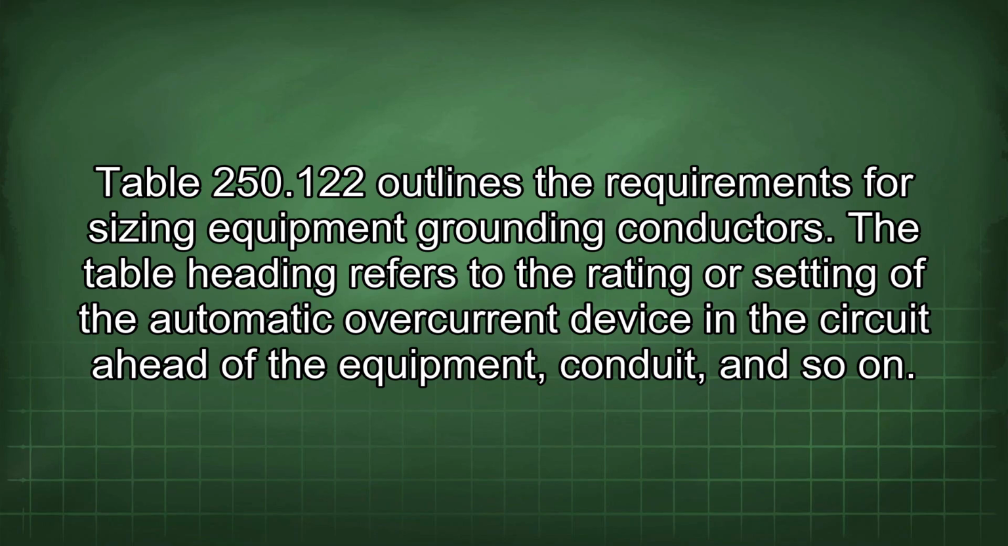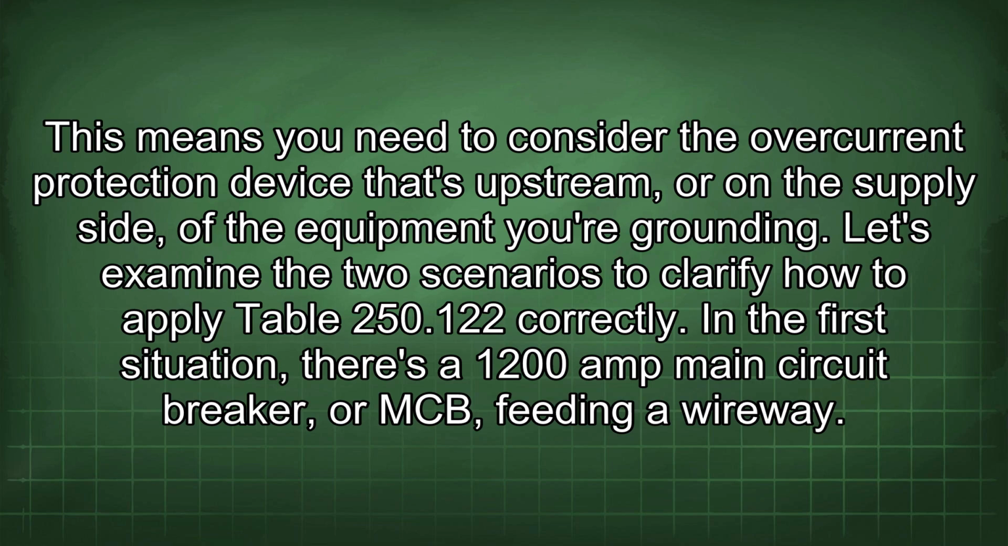Table 250.122 outlines the requirements for sizing equipment grounding conductors. The table heading refers to the rating or setting of the automatic overcurrent device in the circuit ahead of the equipment, conduit, and so on. This means you need to consider the overcurrent protection device that's upstream or on the supply side of the equipment you're grounding.